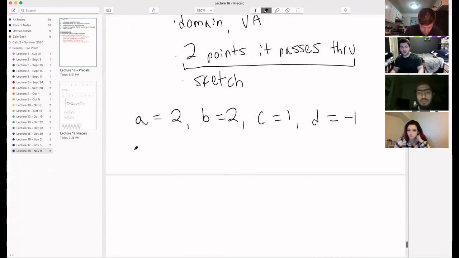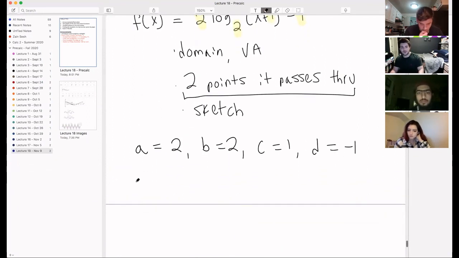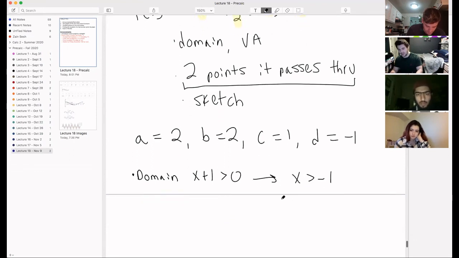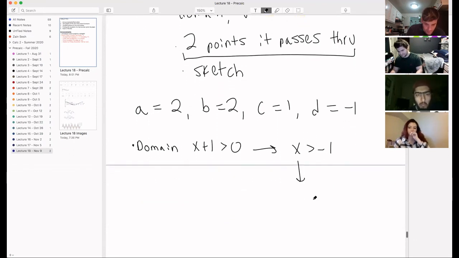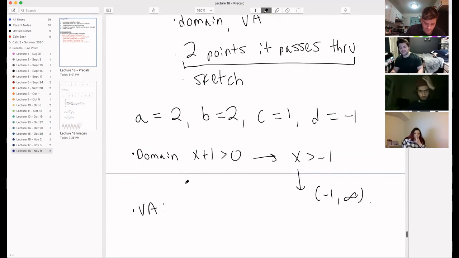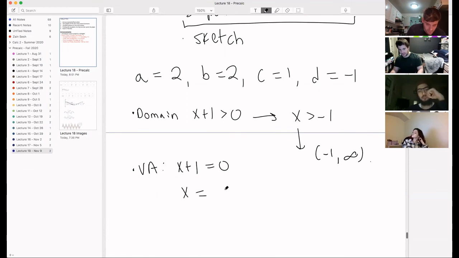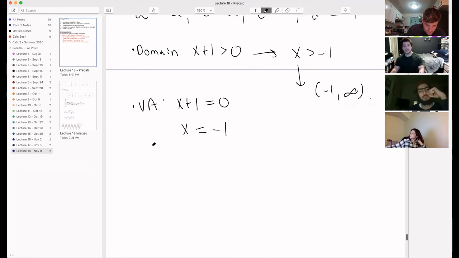Let me just do this. So the domain, first of all, remember, you just set the input to be greater than 0, so x plus 1 is greater than 0. This is x is greater than -1, and then in interval notation, this is -1 to infinity. That's the domain. Vertical asymptote, you just set the input to be equal to 0. So this will be x equals -1. Good.